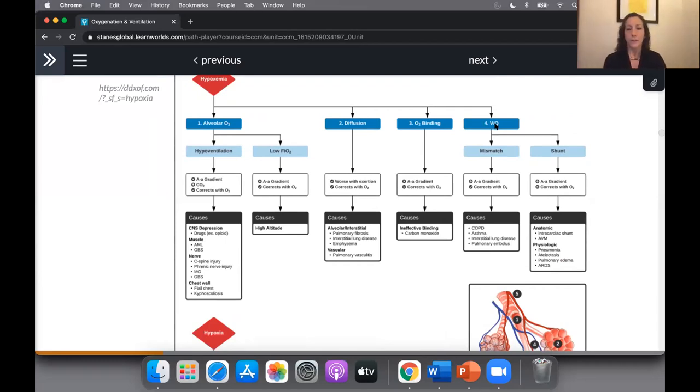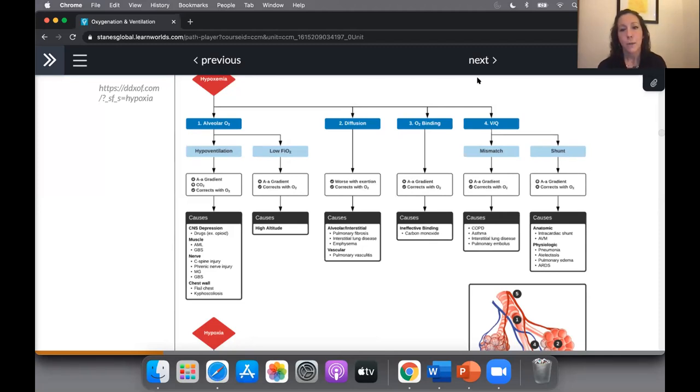And then our favorite topic is VQ mismatch, which is the fourth reason listed for hypoxemia. As we all know, VQ mismatch can apply to dead space or shunt. The typical examples of dead space are COPD and pulmonary embolus, and typical examples of shunt can be intracardiac or within the lung. Also things that prevent ventilation. So pneumonia, atelectasis, pulmonary edema, and ARDS can all cause shunt.